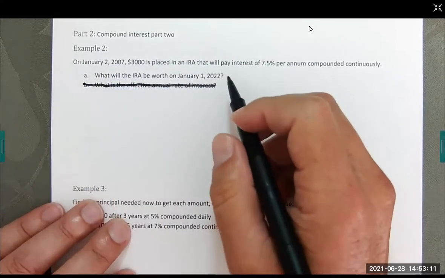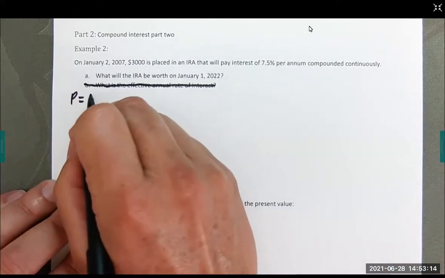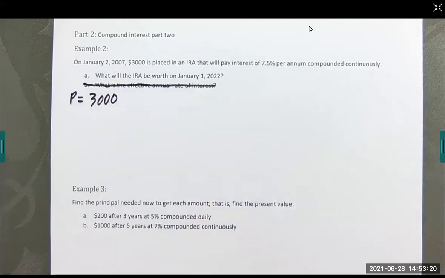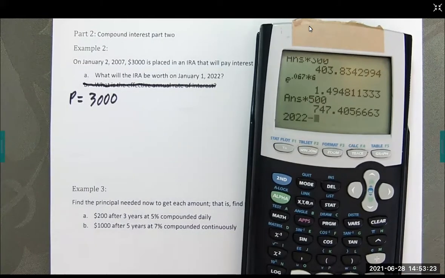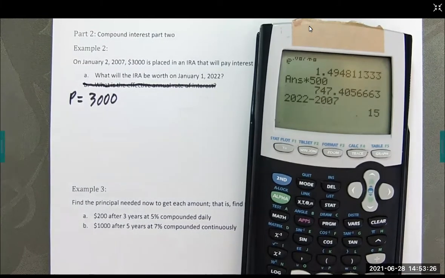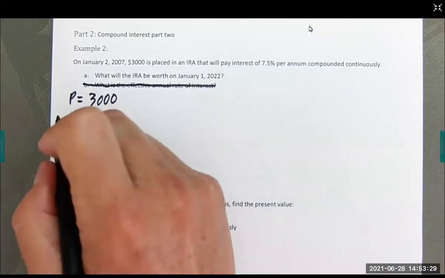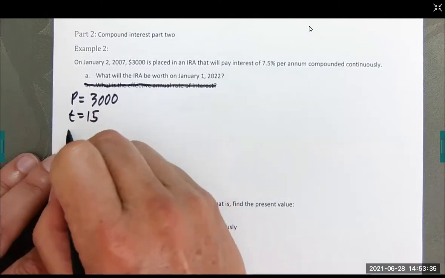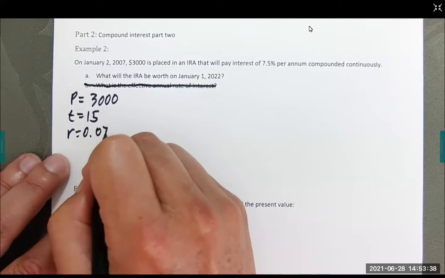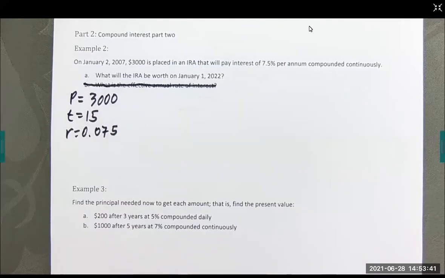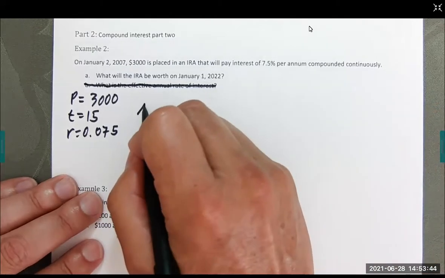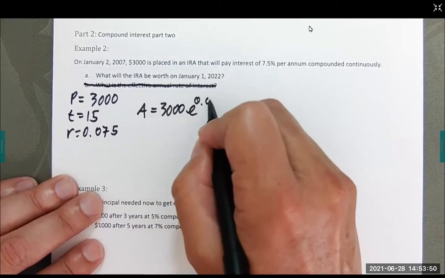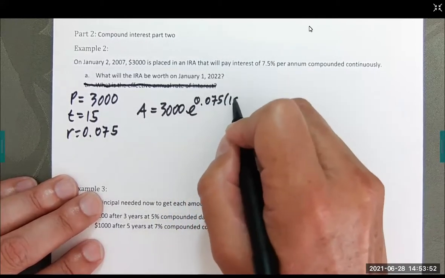Okay, so let's figure out how many years this is. Sorry, P is 3,000. 2007 to 2022. So 2022 minus 2007. That's 15 years. So T is 15. And it's compounded continuously. We have r is 0.075. And we are going to put that in there. Let's do this. The total amount is going to be 3,000 e to the 0.075 times 15.